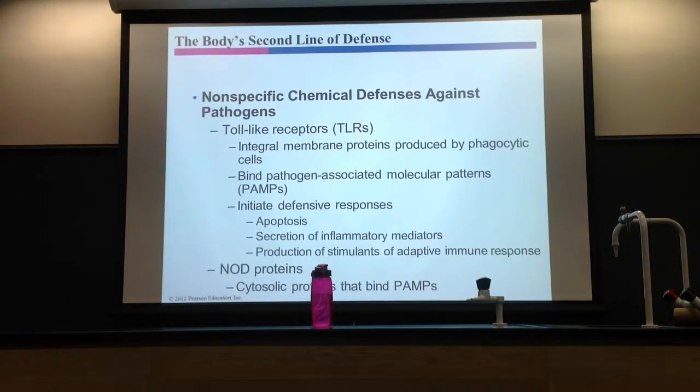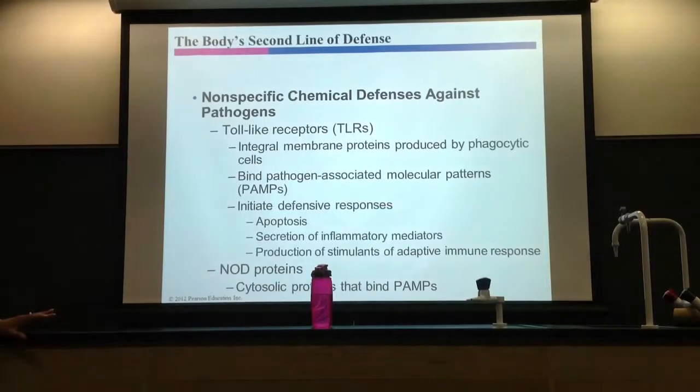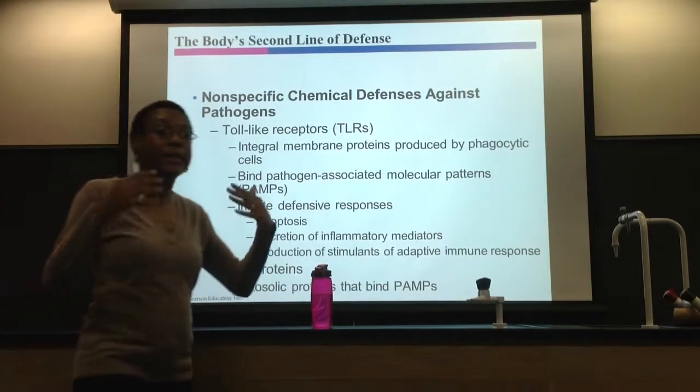Now the next part seems a little scary, but it's not, okay? These are toll-like receptors, or TLRs for short. This is basically your early warning system. So you have some macrophages, they have an early warning system. They can basically tell the body something's not right, we've got to do something right now.